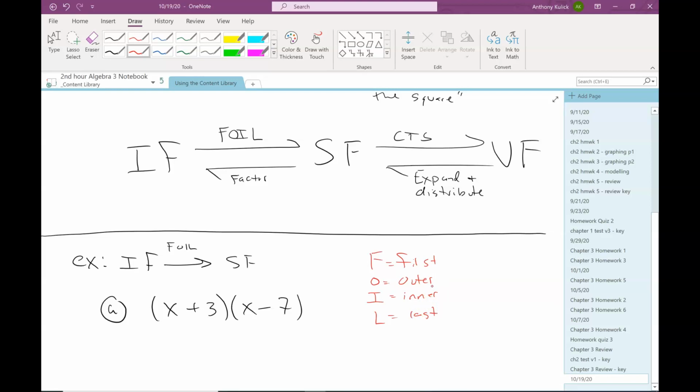The outer means we're going to be multiplying the outside parts of the parentheses together. So x times -7 is -7x. Inner means we're going to multiply the inside parts of our parentheses together. 3 times x gives me 3x. And then last says we're going to multiply the last things in each parenthesis together. So 3 times -7 is -21.